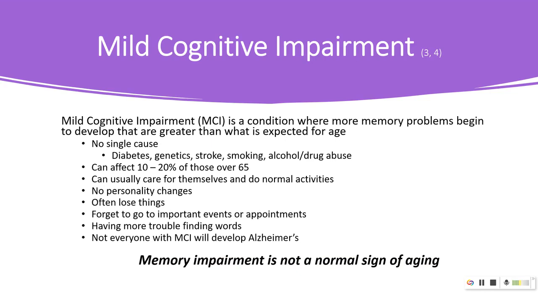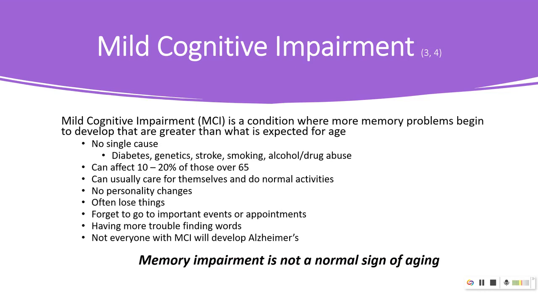So we also have what we call mild cognitive impairment. And mild memory impairment, again, is not a normal sign of aging. So mild cognitive impairment, or MCI, is a condition where some memory problems begin to develop that are greater than what is expected for age. With the normal aging memory loss that we were talking about earlier, you can still continue with your normal life. As we start to move into mild cognitive impairment, we might see a little bit more impairment in those ADLs.